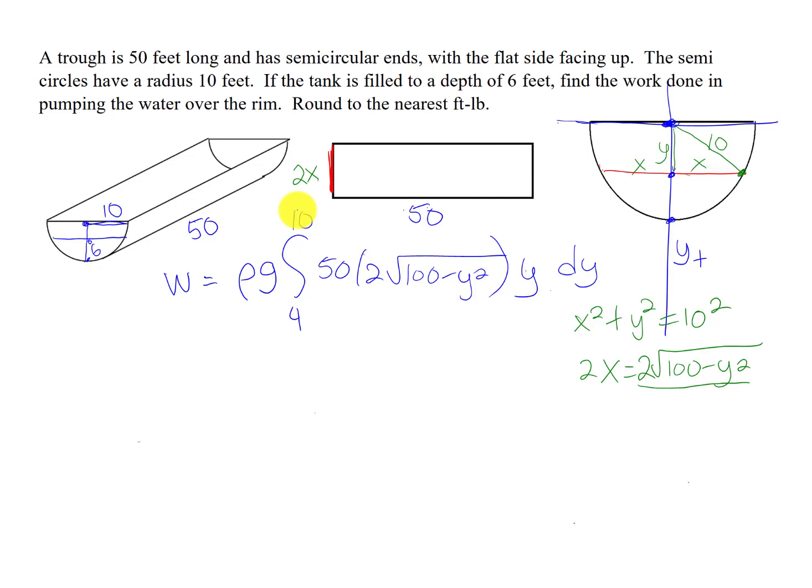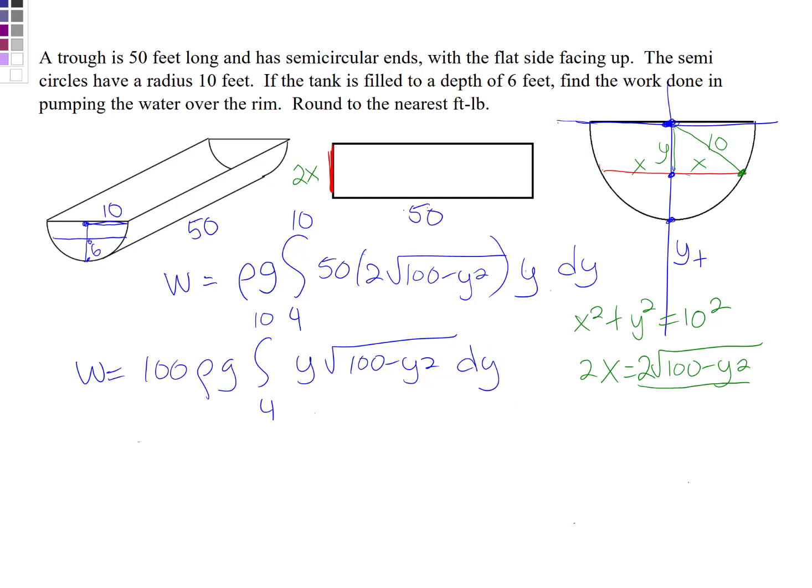I'm going to move the constants out in front. So I have work equals, we've got 50 times 2, so I've got 100 rho and g, and then I'm going to integrate from 4 to 10, and I'll put my y out in front of the radical so I can see what I might want to do to work this integral. Now, as I'm looking at that integral, I can see that it would work nicely to have for a u substitution. U would be what's under the radical, 100 minus y squared.